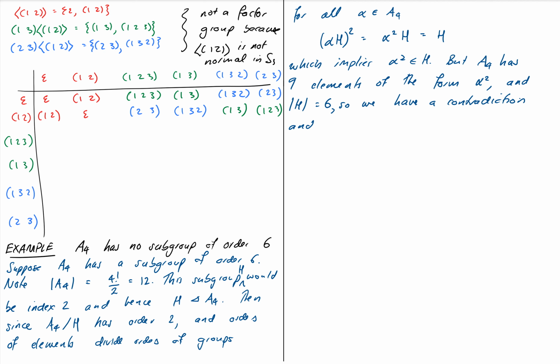And A4 has no subgroup of order 6. Not 6 factorial, just 6. Okay, so that's a cute little example of how we can apply some of this theory. The trick with the index 2 subgroups being normal is a good one to remember.